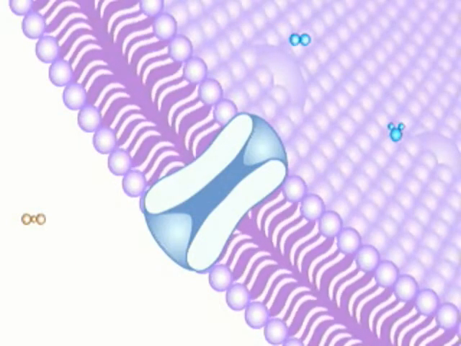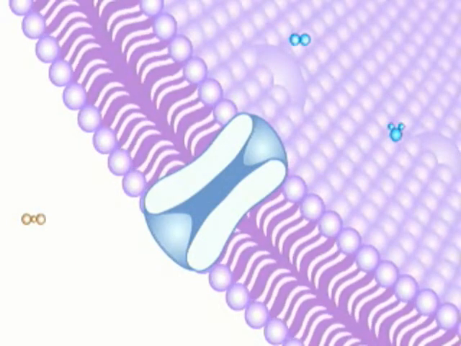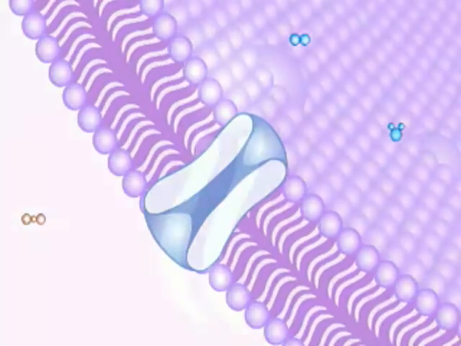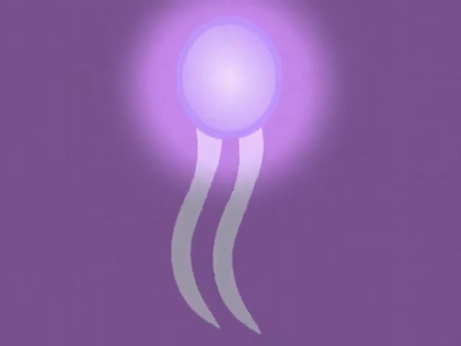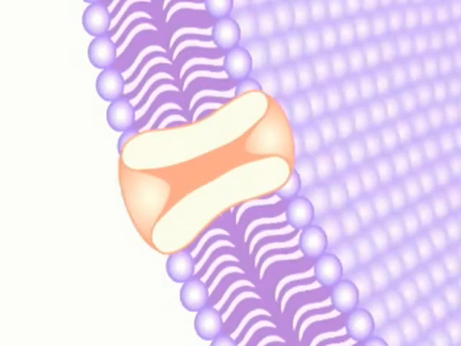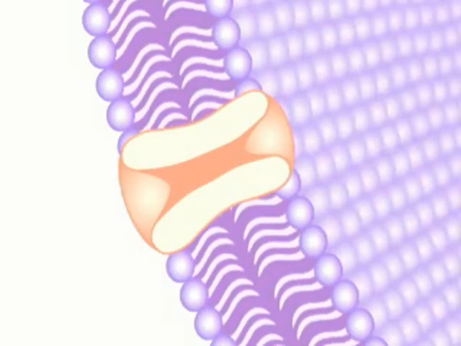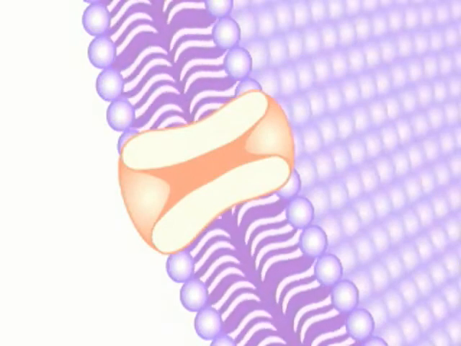The cell membrane consists of phospholipid molecules and proteins. A closer look at a phospholipid molecule reveals that it is composed of a hydrophilic or water-seeking head and a hydrophobic or water-repelling tail. The phospholipid molecules that make up the cell membrane are in constant motion.